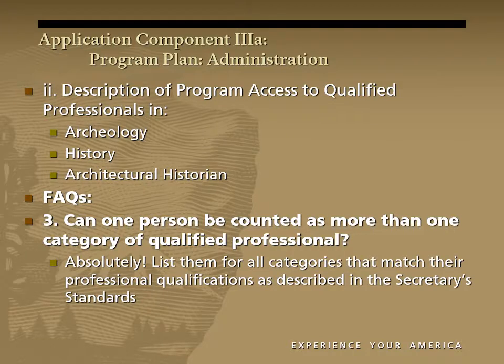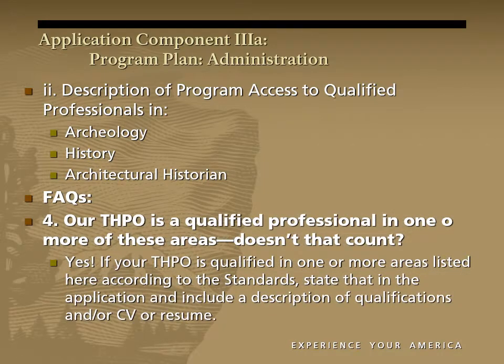Another question we frequently receive is, can one person be counted as more than one category of qualified professional? Absolutely. If an individual qualifies as both a historian and as an archaeologist, or for more than one category in general, you can list that person for both categories. Additionally, if your THPO is qualified in one or more of the specializations required by the program plan, state that in the application and include a description of qualifications and/or a CV or resume in your application.